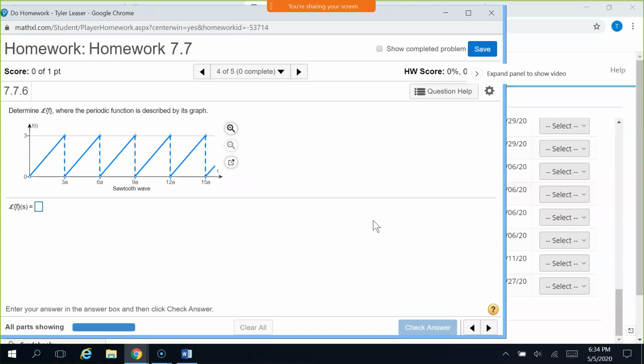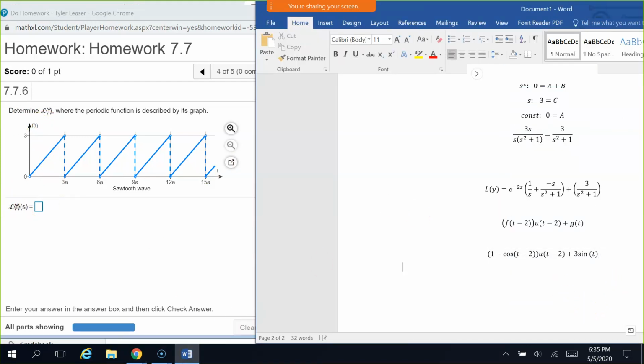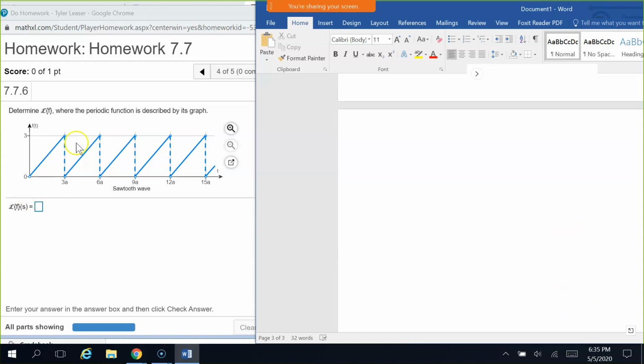Determine the Laplace of f where the periodic function is described by its graph. Okay, so we have this periodic graph, and we want to know what the Laplace is if this is my function. What you need to do for examples like this is figure out what that function is in periodic form. This is just straight lines, right? After it goes to the right 3a, it goes up 3. So we can find the slope for that, right? Up 3 over 3a. This is going to have a slope of just 1 over a.